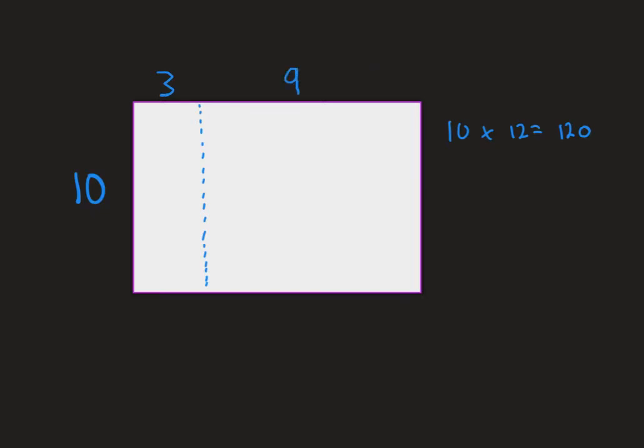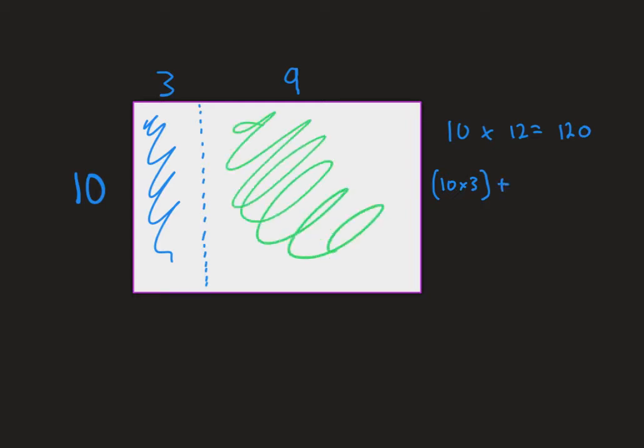Now how would I write this new equation for the area? The area is not changed, it still has to equal 120, but watch how I can write this. I can say that this area here is 10 times 3, and then if I add to that this area here, then I'm doing 10 times 9. This equals, you guessed it, 120.